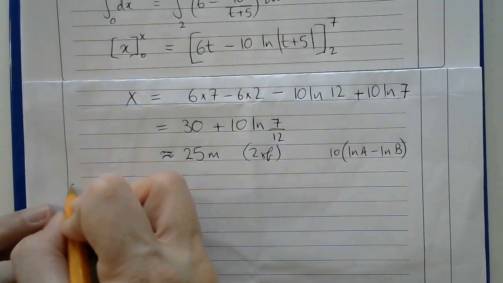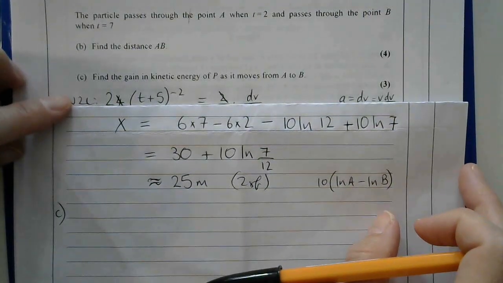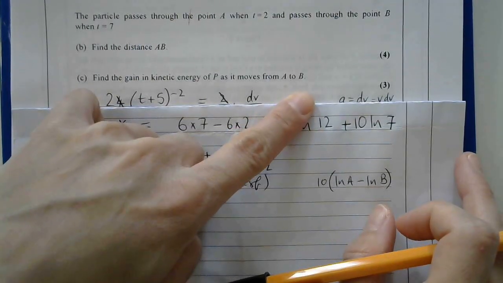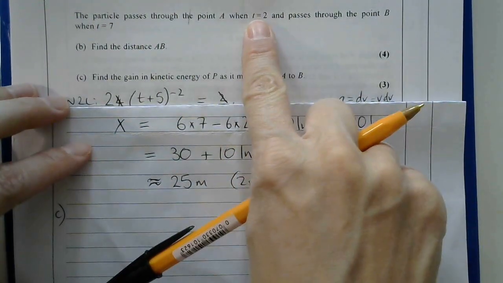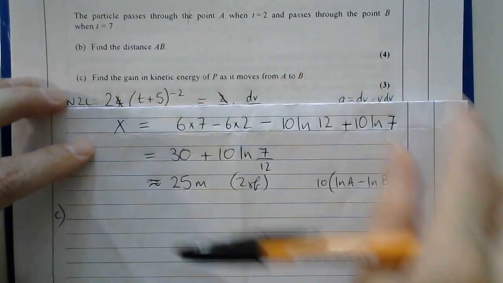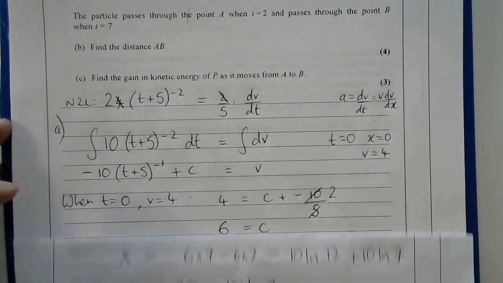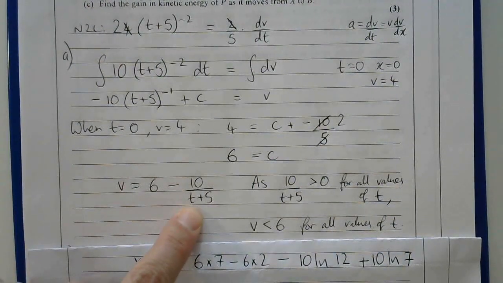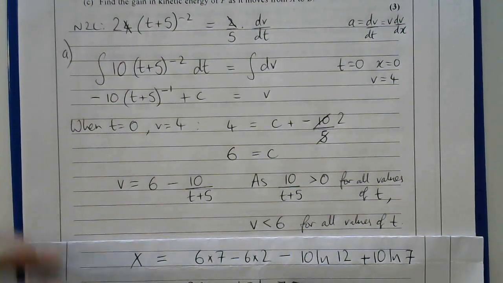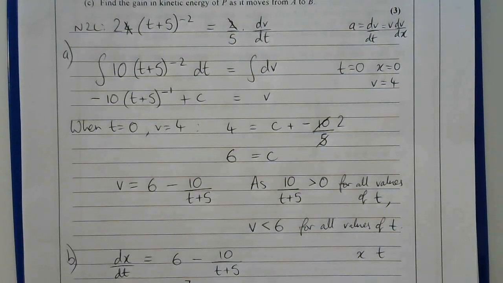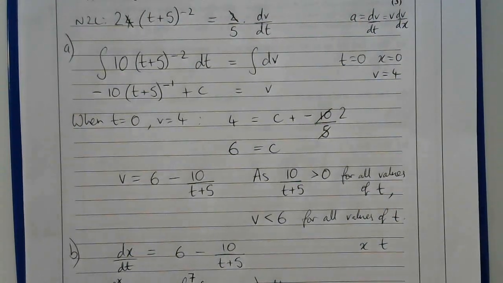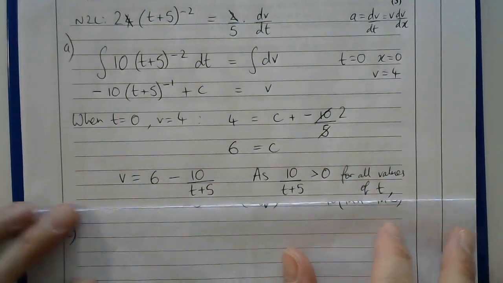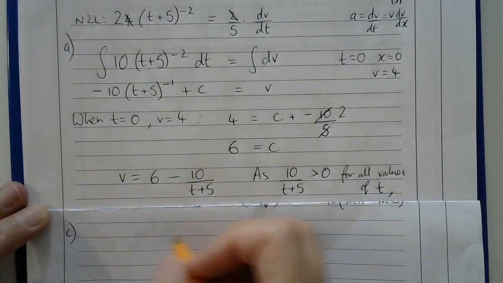And finally, in part C, I'm asked to find the gain in kinetic energy of P as it moves from A to B. Well, what do I know about A and B? I've got a value of T for A and a value of T for B. And for the kinetic energy, I need the velocity. Well, I do have the velocity in terms of T, so I could work out the velocity at each of those positions.